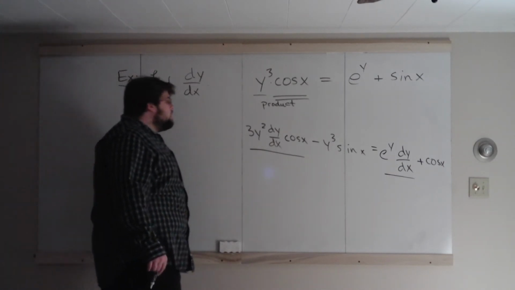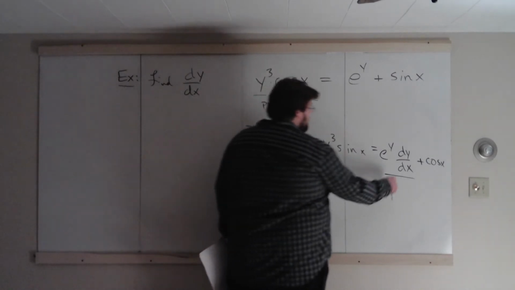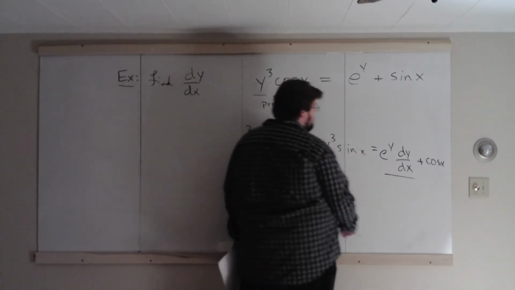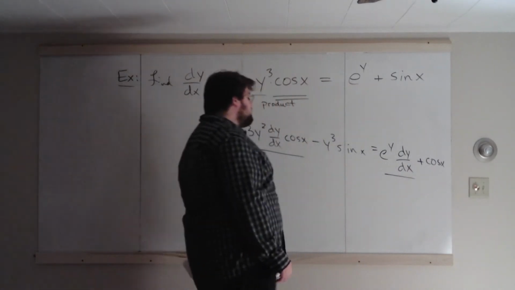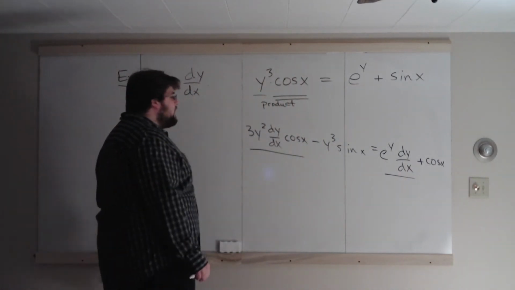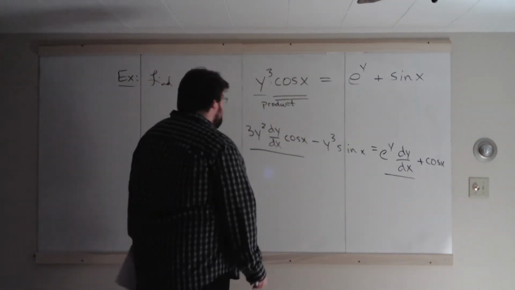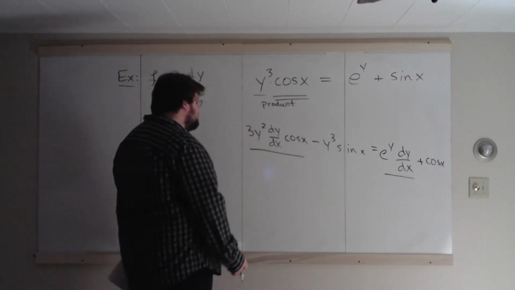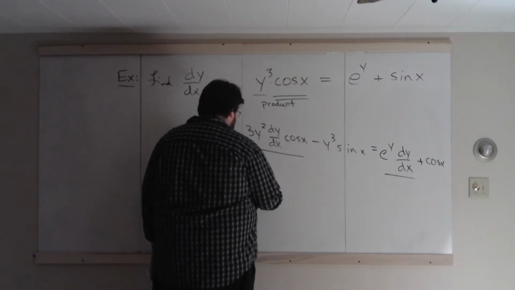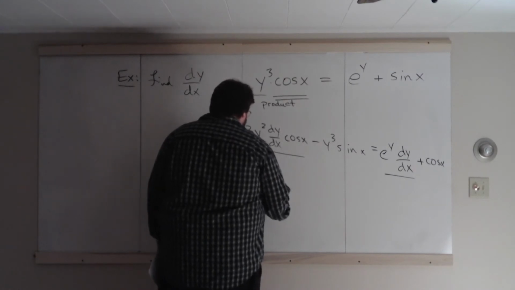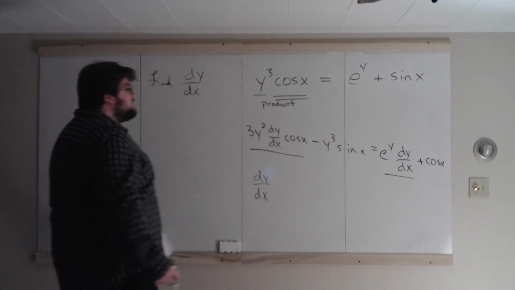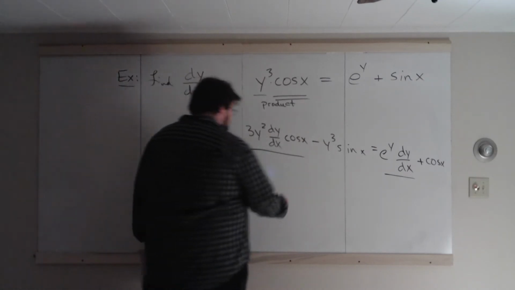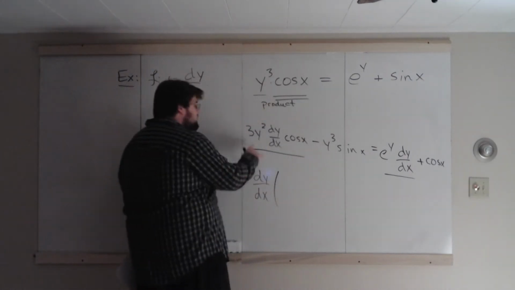the other side. So I'm going to move this e to the y thing to the left side, and I'm going to move this negative y cubed sine x to the right side. So I'm going to put everything with dy dx on the left, everything without dy dx on the right. And I'm also going to factor out a dy dx in this same step. Because I know I'm putting everything with dy dx on the left side, so I know everything's going to have a dy dx. So let's just factor out a dy dx. Take a dy dx out of here.